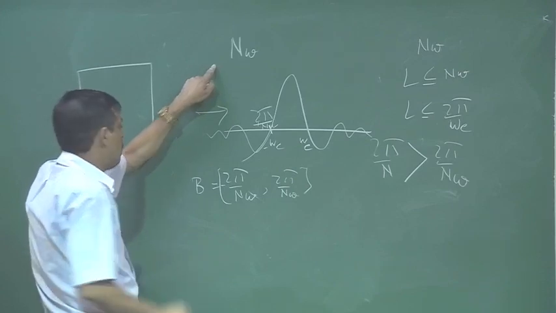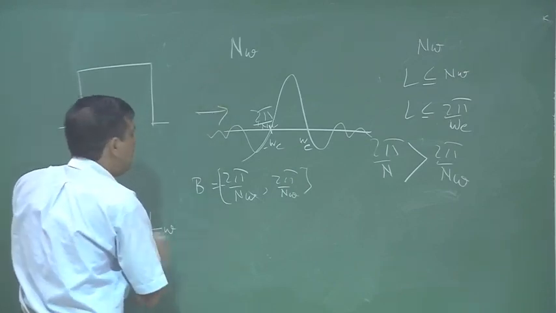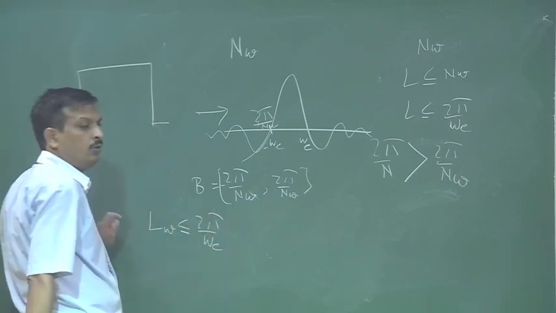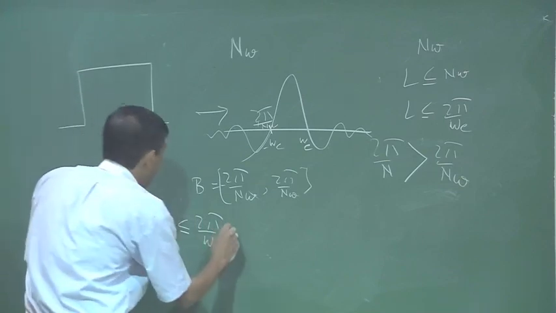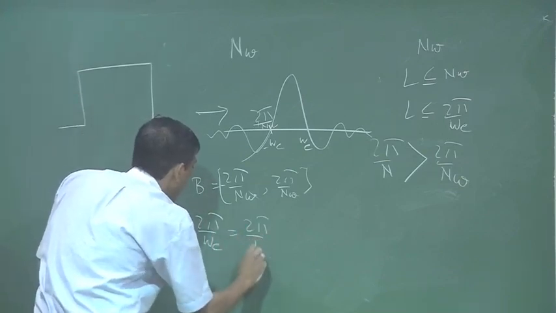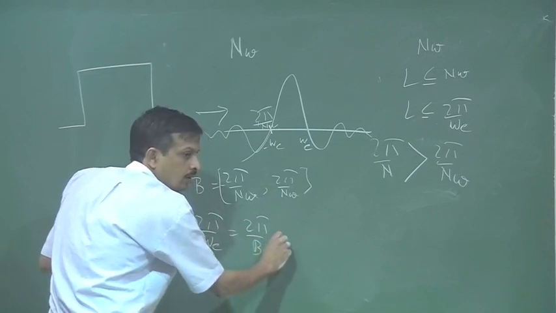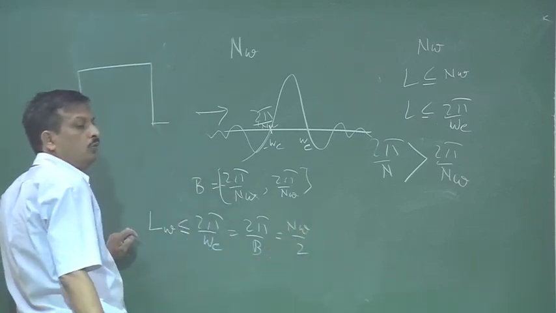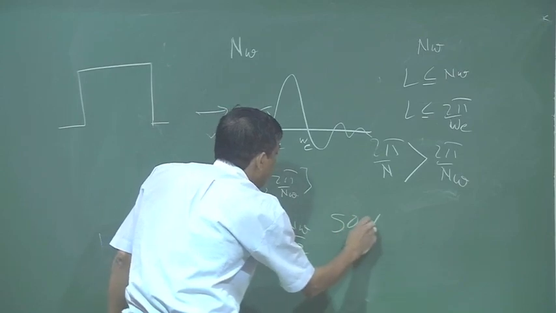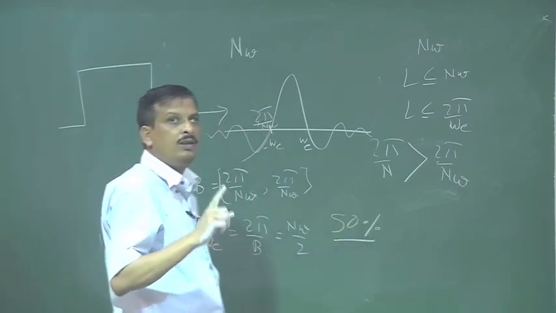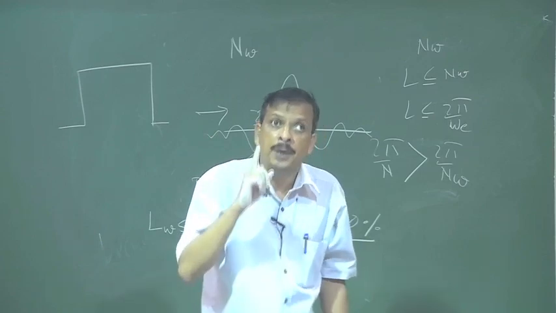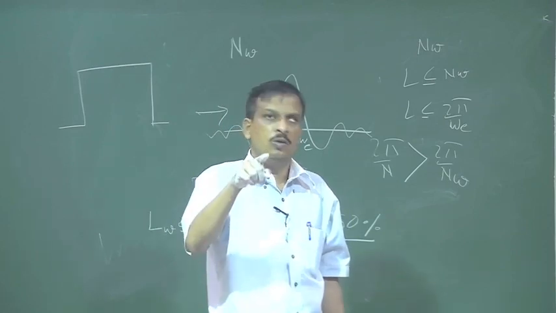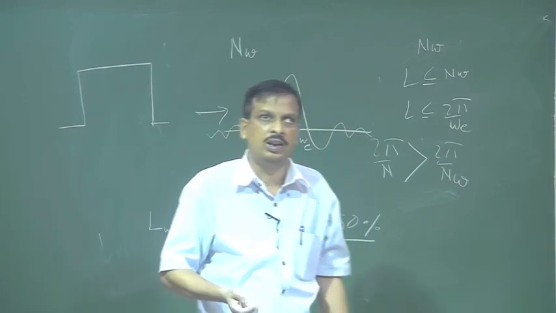So I can say from minus 2 pi by NW to plus 2 pi by NW. This is the bandwidth. So L, the shifting in time, must be equal to 2 pi by omega c, where the bandwidth is b. So it is nothing but NW divided by 2. So I can say 50% overlap is possible. For L, a maximum of 50% shifting is possible if it is a rectangular window. Okay, we will discuss other windows in the next class. Okay, thank you.